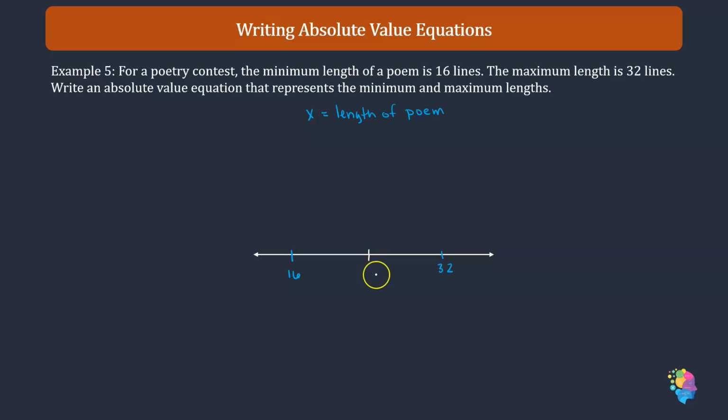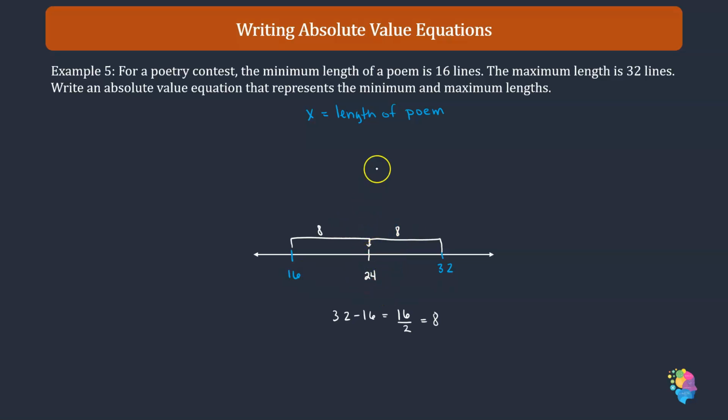So let's find the distance from 32 to 16. Well, that is 16. But I want the middle of that, so I'm going to divide it by 2, and that's going to be 8. Now, of course, you can see that 8 is not going to be the middle number. What 8 represents is the distance from 16 to that middle number, and 32 to that middle number is going to be 8. So then the middle value will be 24.